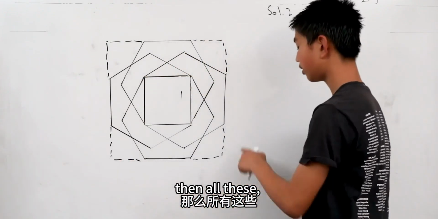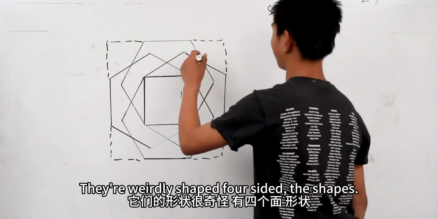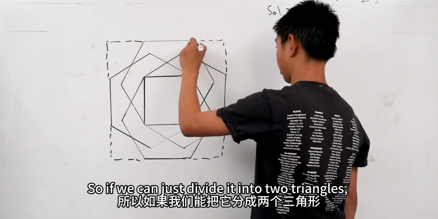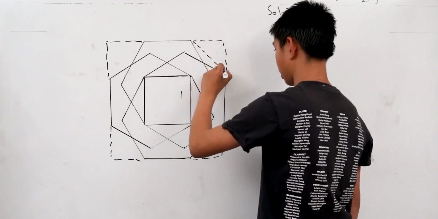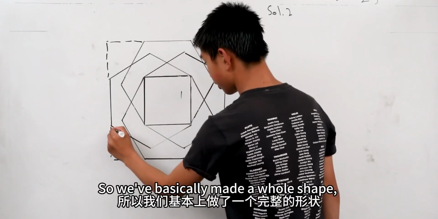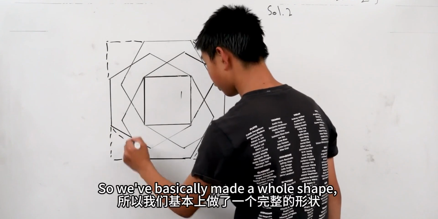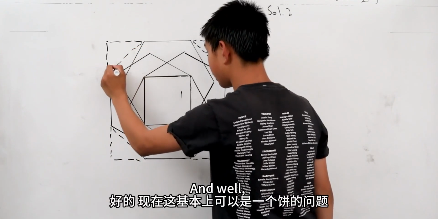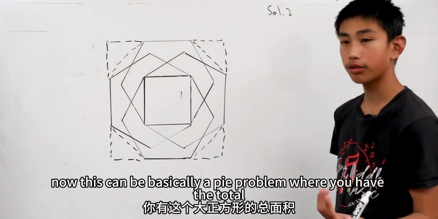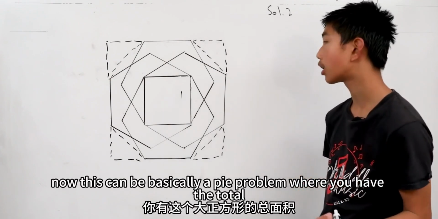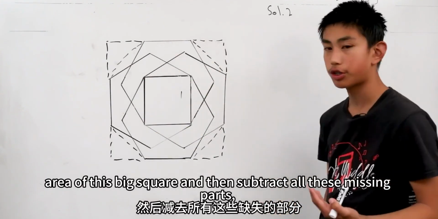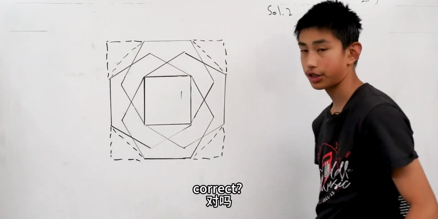And then, all these aren't even triangles. They're weirdly shaped, four-sided shapes. So if we can just divide it into two triangles, like so, for each corner, that would be very simplistic. So we've basically made our whole shape a giant square. And now this can basically be a pi problem, where you have the total area of this big square and then subtract all these missing parts, correct?